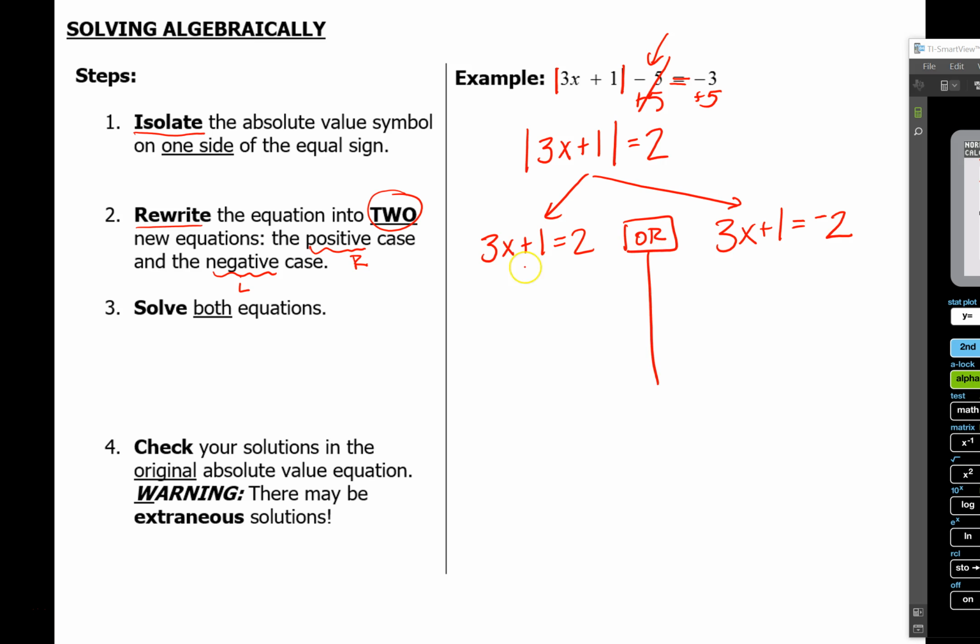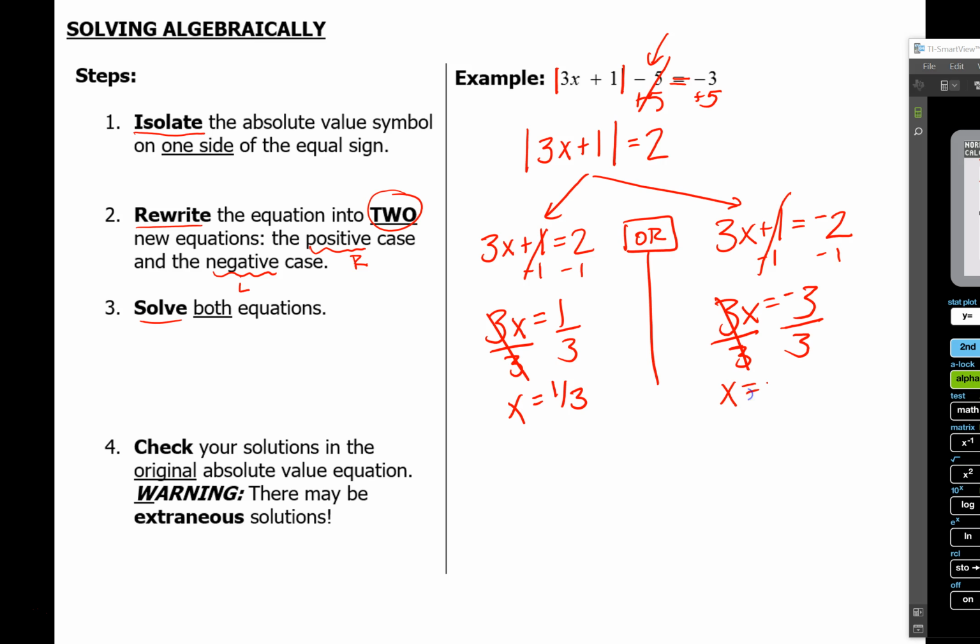So let's solve now, which is step 3. We're going to solve both of these equations down. On the one that I have on the left, the positive case, we're going to subtract 1 first, and then we're going to divide by 3. So that gives me x is equal to 1/3. On the right-hand side, I'm going to subtract 1 first, and then I'm going to divide by 3. And that gives me that x is equal to -1. So I have 2 solution options here. I am not going to draw a box around either of these for my final answer yet.